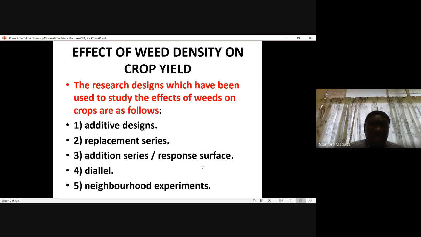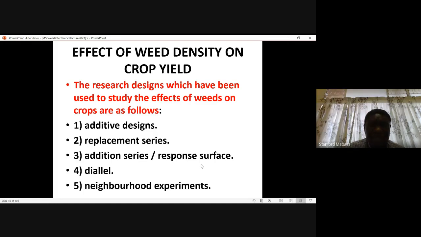So what we are going to discuss will be studies which enable agronomists or breeders to manage weeds. So the first thing we want to talk about will be the population of weeds in the fields, or simply weed density. So we are going to focus on the effect of weed density on crop yield.